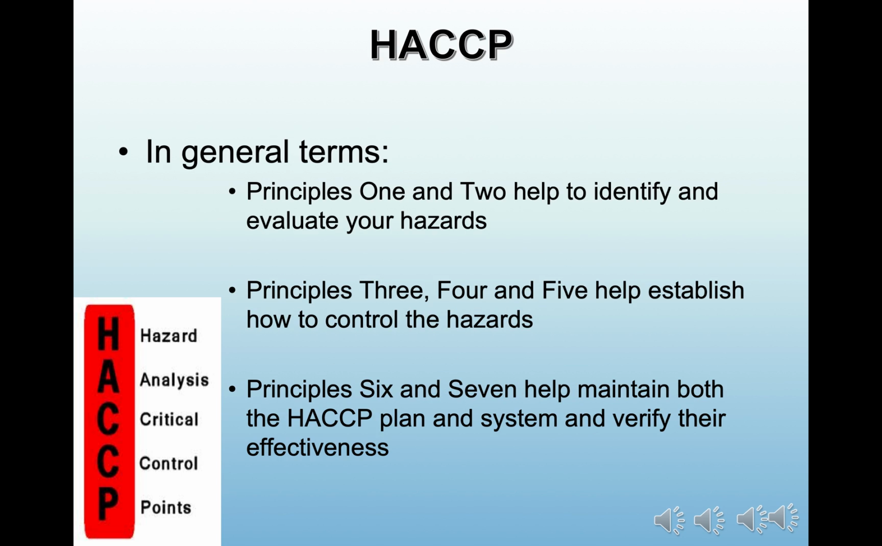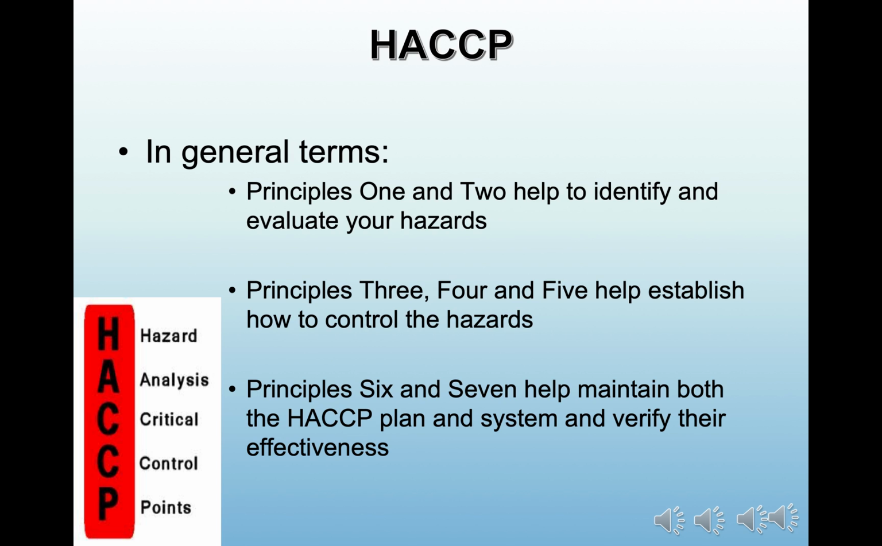To put this in general terms, Principles 1 and 2 help to identify and evaluate your hazards. Principles 3, 4, and 5 help establish how to control the hazards. Principles 6 and 7 help maintain both the HACCP plan and the system and verify their effectiveness.